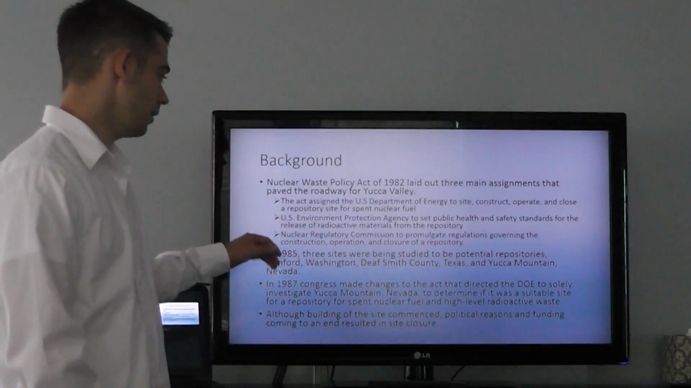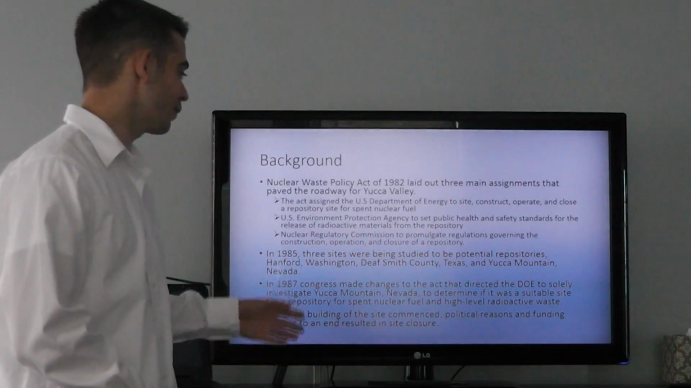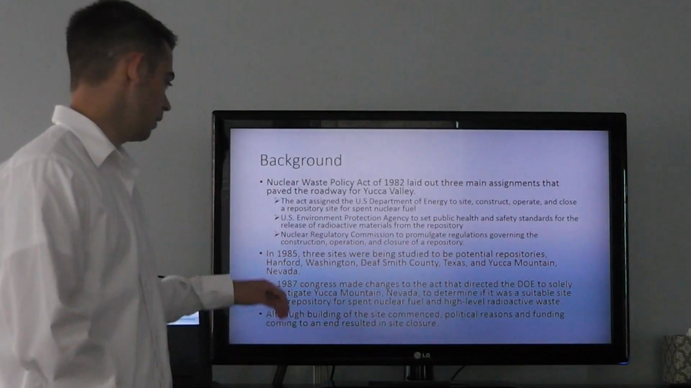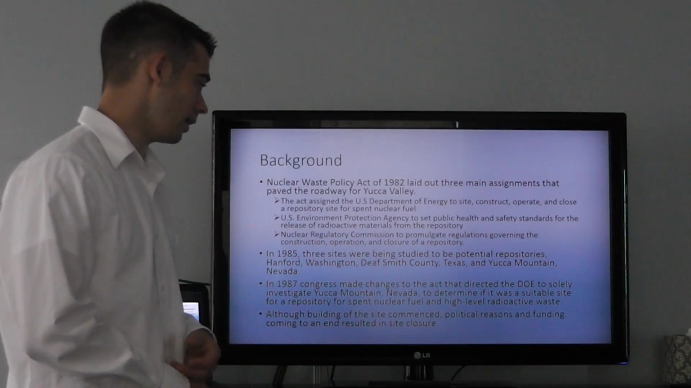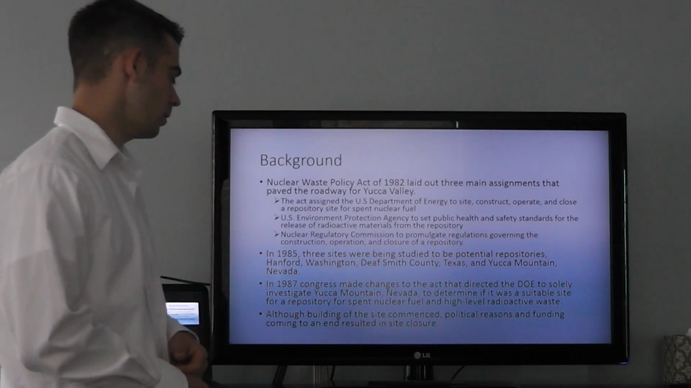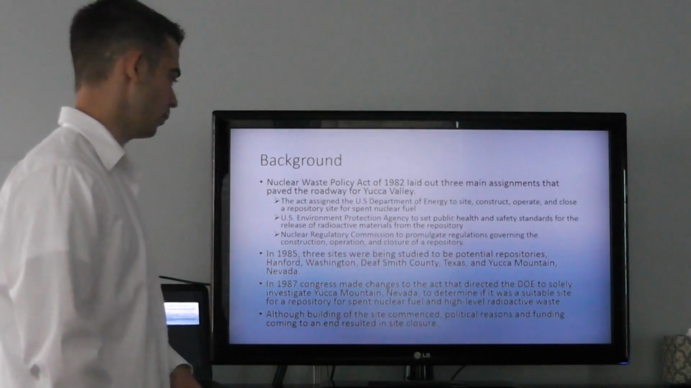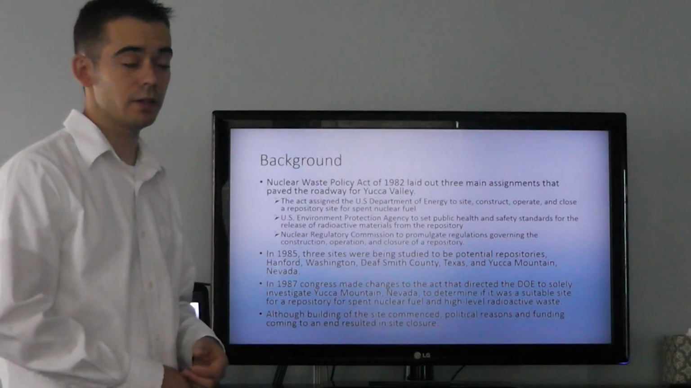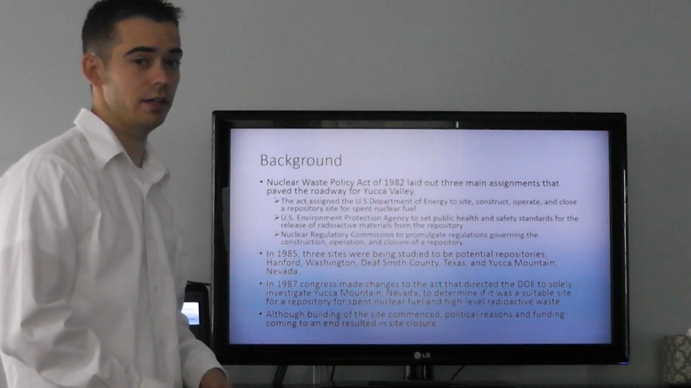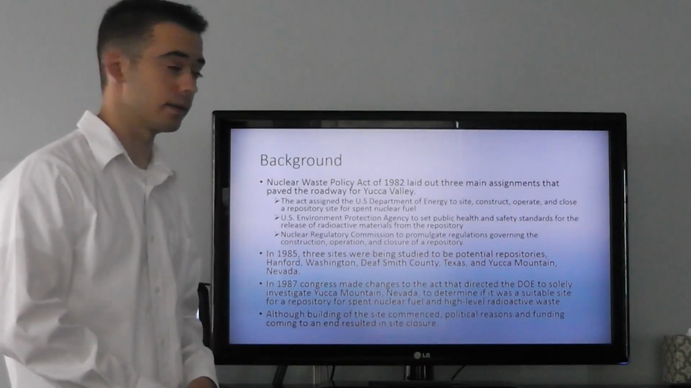In 1985, they had narrowed down to three potential sites: Hanford, Washington; Smith County, Texas; and Yucca Mountain, Nevada. In 1987, Congress made changes to the act and directed the DOE to solely investigate Yucca Mountain, Nevada, to determine if it was a suitable site for a repository for spent nuclear fuel and high-level radioactive waste. Although they actually started building the site, due to political reasons and loss of funding, the site eventually came to a closure, and they never completed building it.